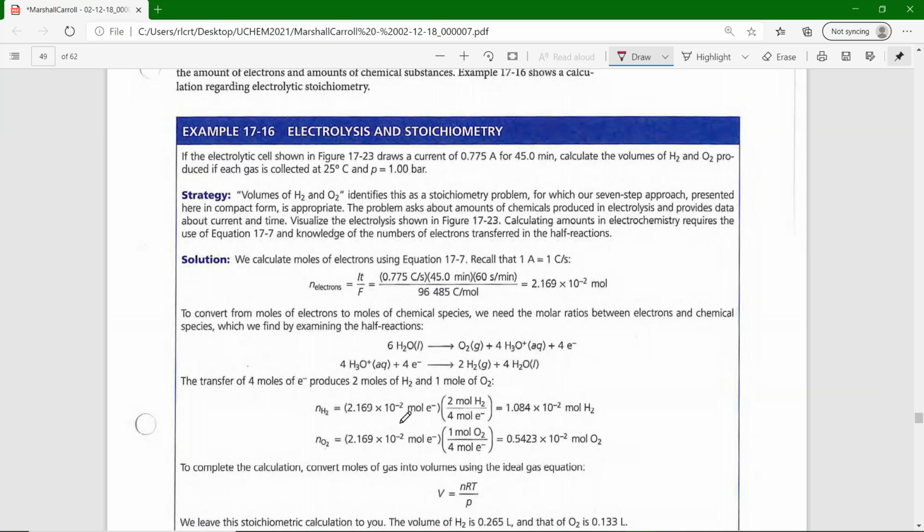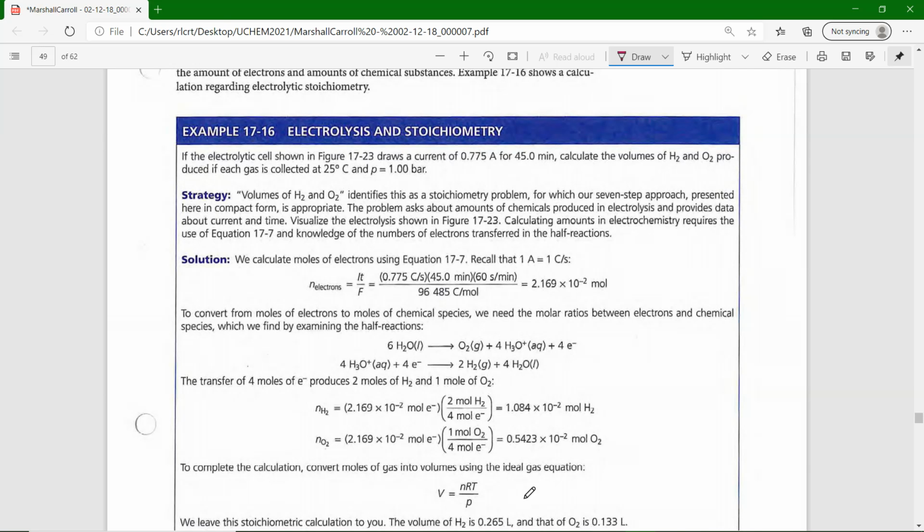Okay. Here's the processes. The amount of hydrogen gas formed. You have 2 moles of hydrogen for 4 moles of electrons. Reduce that to 1 to 2, I guess. 1.084 by 10 to the minus 2 moles of hydrogen. And for this half reaction, we're just having the half reaction so everything's cancel out nicely. Well, so the moles of electrons, 0.02169, that's the same. 1 mole of oxygen is associated with 4 moles of electrons, so 0.5423 by 10 to the minus 2 moles.